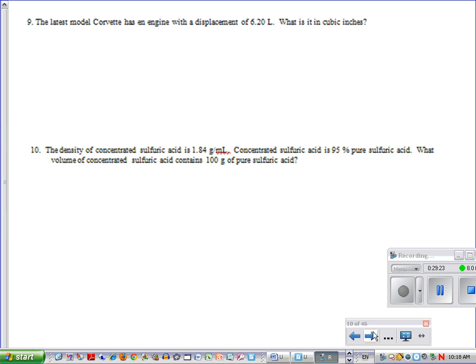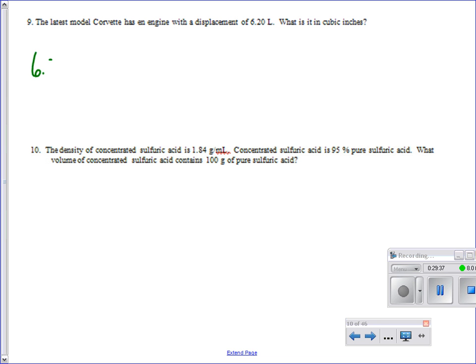For the next problem, it says the latest model of Corvette has a displacement of 6.20 liters. What is this in cubic inches? So now we're getting to those cubic ones. I don't know if you remember those that you did in pre-AP, but we have 6.2 liters. Any suggestions? There's a unit conversion that you learned in Chem 1.